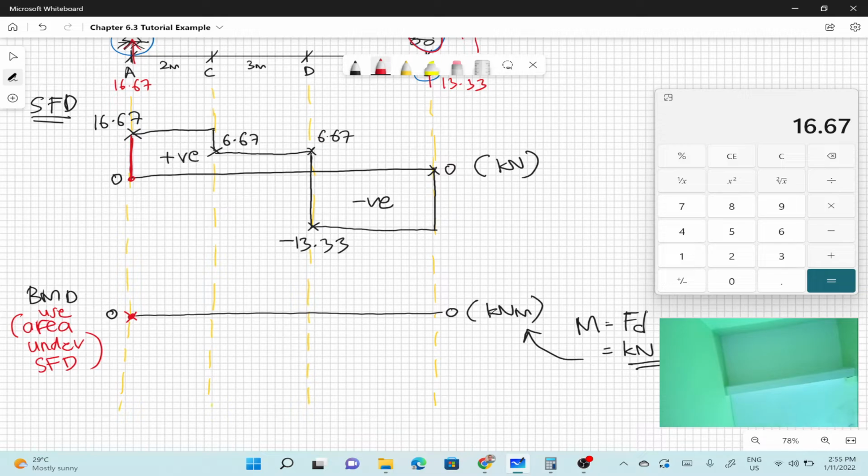And then if you move on, you get to point C here. You want to check every point, C and so on. So if you put the area here, this is the area. As simple as this, it is 2 meter, and this is the load here, so just times with that. We're going to have 16.67 times 2, the area. So this is basic. We're just going to have 33.34. So we're just going to label here.